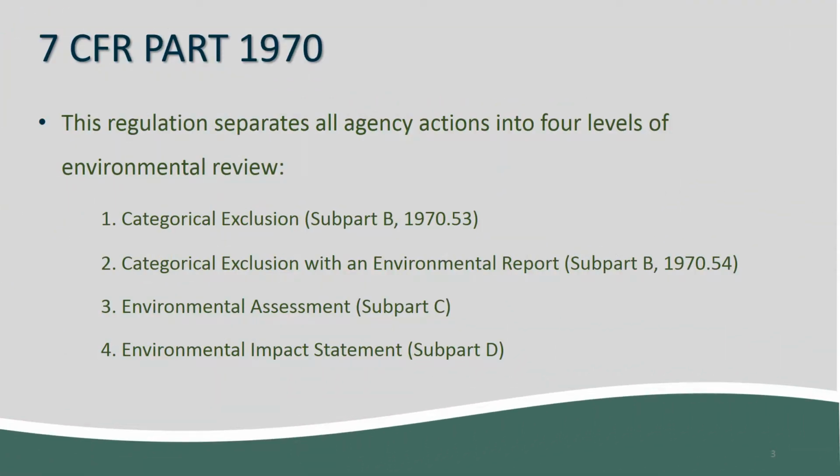So these regulations separate all agency actions into 4 levels of environmental review. Categorical exclusions, which can be found in subpart B, 1970.53. Categorical exclusions with an environmental report, subpart B, 1970.54, environmental assessments, which can be found at subpart C, and environmental impact statements, which can be found in subpart D.